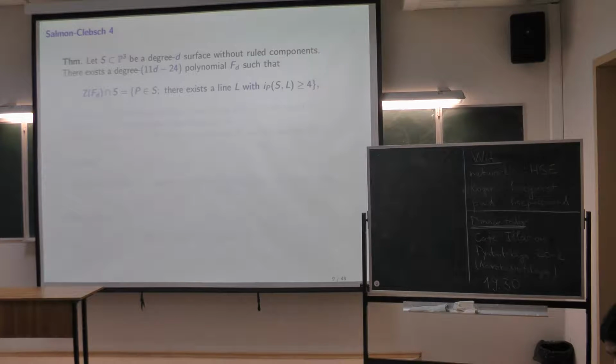You have a degree d surface without ruled components, then there exists this degree 11d minus 24 polynomial which cuts your surface along the points in which you have a line of contact order 4. Okay? I did this strange argument because it shows how you can essentially compute it for an example. If somebody comes with an equation of a surface, yes, please.